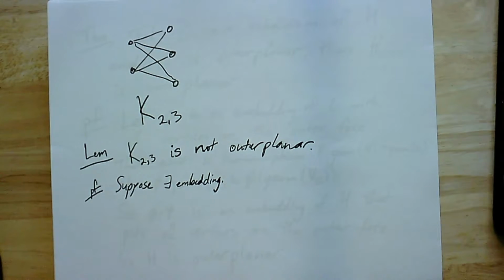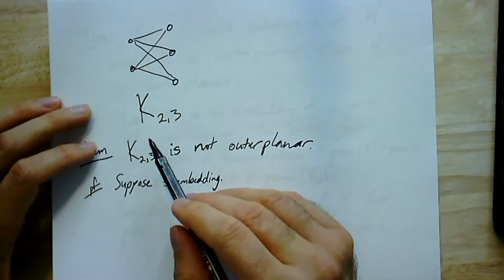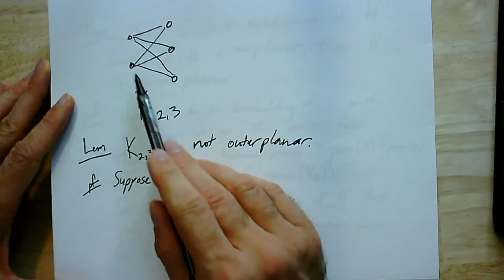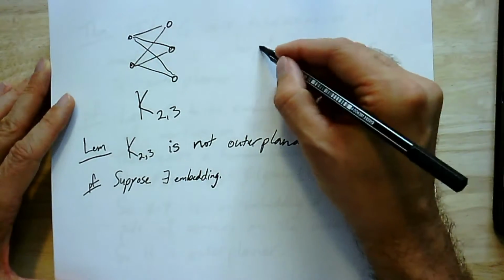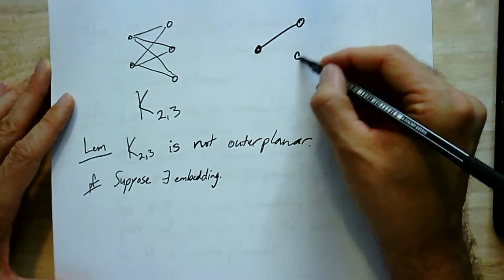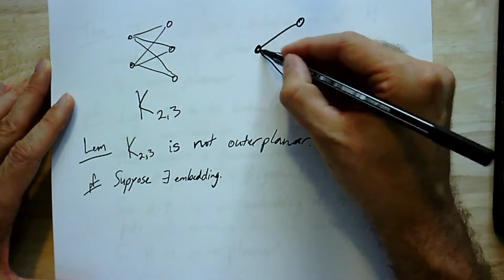There's another graph here. It's important for outer planarity. It's K2,3. Remember, this is the complete bipartite graph on 2 and 3 vertices. The nicer way to draw this one, I think, is this way. Right?